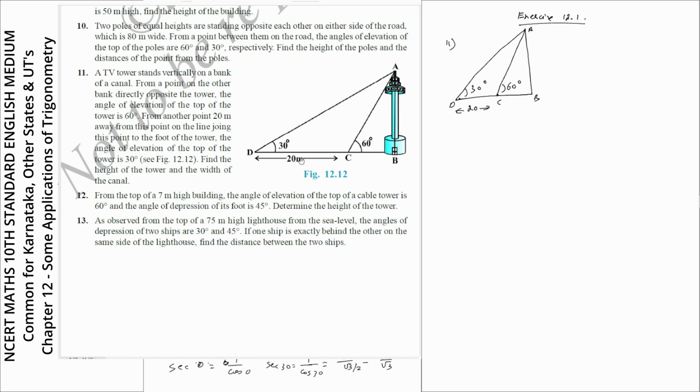So the diagram is here like this. This is the TV tower. It is standing on one side of the canal. The other side of the canal is point C. Okay, and angle of elevation at this point is 60 degree, and at another point D, the angle of elevation is 30 degree, and point D is 20 meters away from C, and all D, C, B are in the same straight line. Now I should find the height of the tower, that is the length of AB, and also what is CB.